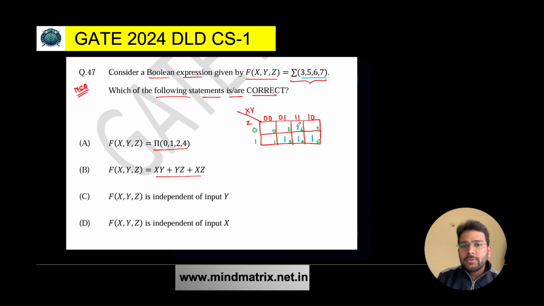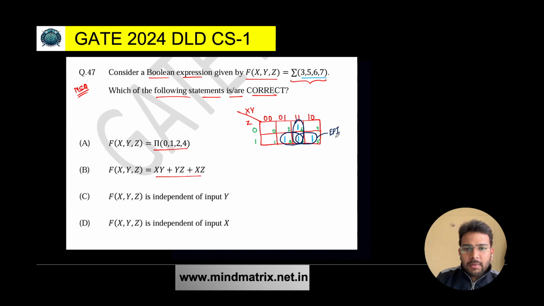Now we need to find the expression. So we can make a subcube of size 2 here. Right, subcube of size 2. This one is possible. This is also possible, subcube of size 2. And this one is also possible, subcube of size 2. Yes or no? Now, in order to find the expression, we know this is your essential prime implicant.